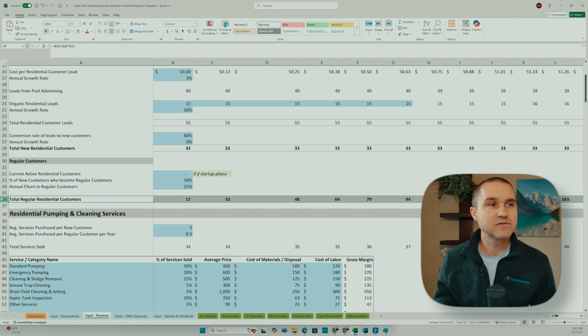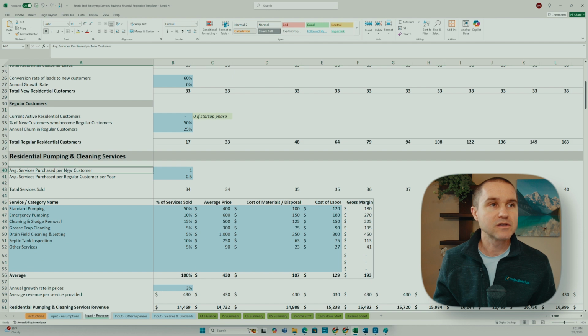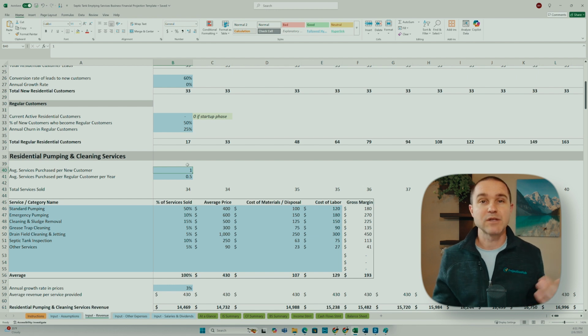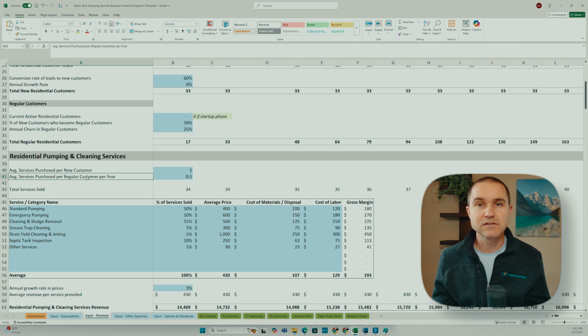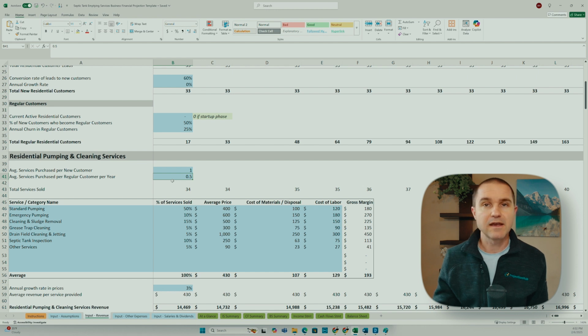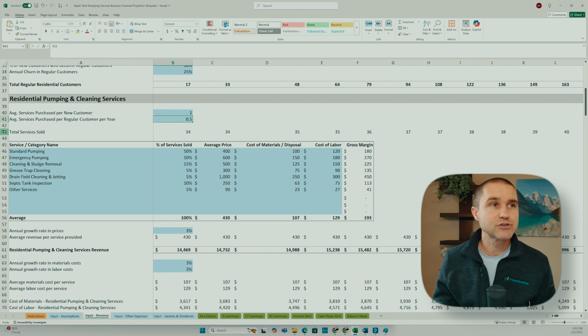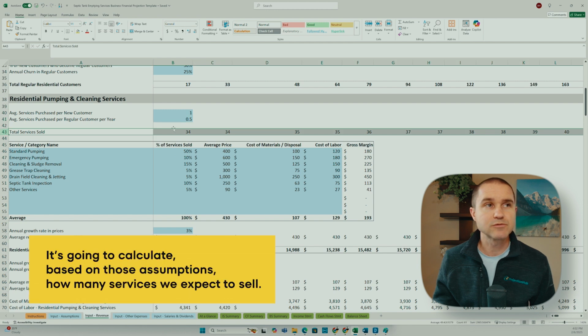So ultimately, this gives you your total regular active residential customers. From there, you can set how many services they are going to purchase per year. For new customers, we're assuming all these new customers are going to purchase something once, so they're going to purchase once a year. And then your active regulars, those people that are utilizing you on a regular basis, we're assuming 0.5 services per year. So in other words, every other year they get their septic tank emptied or serviced on average, okay? From there, it's going to calculate based on those assumptions how many services we expect to sell each month.